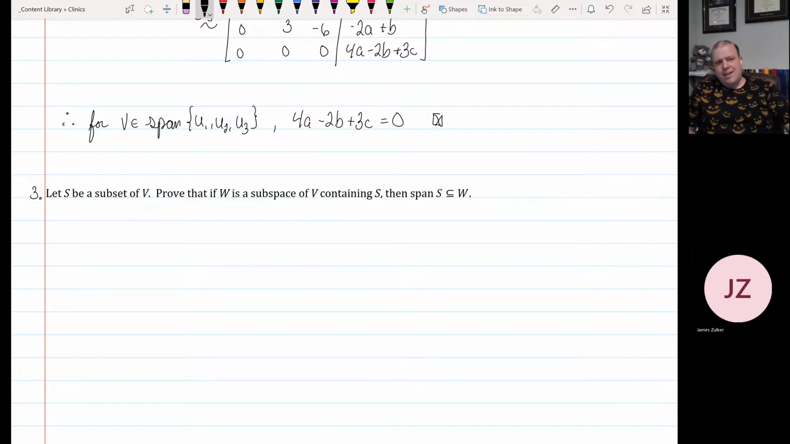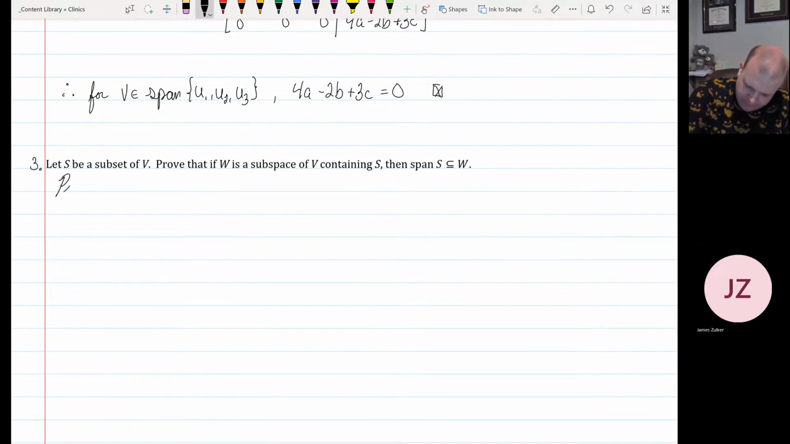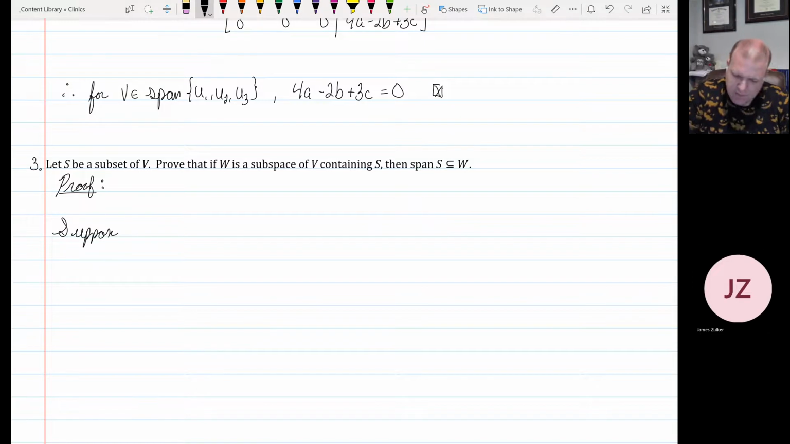Now, S is a subset of V. Prove that if W is a subspace of V containing S, then the span of S is a subset of W. So let's first take some vectors in S. So let's say that U1, U2, up through UK are within S.